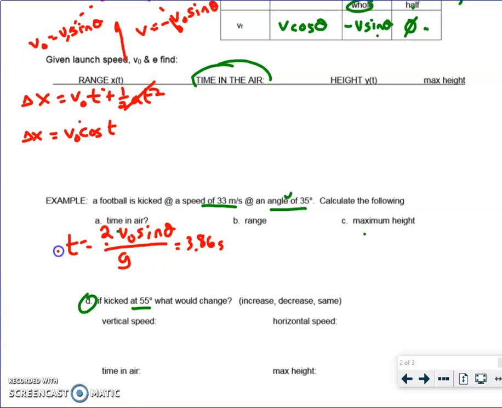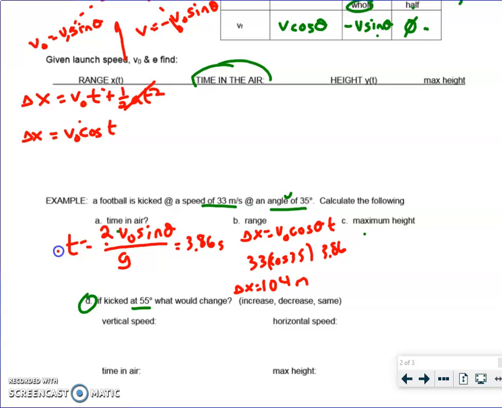So if I go down here for range, I'm going to write delta x is v naught cos theta. There's my vx times t. So if I do 33, there's my initial speed times the cosine of 35, and I multiply it by 3.86 seconds, of course I get the range. So we can do that. And that's about 104 meters. The number isn't really so important, so you understand how to get that.